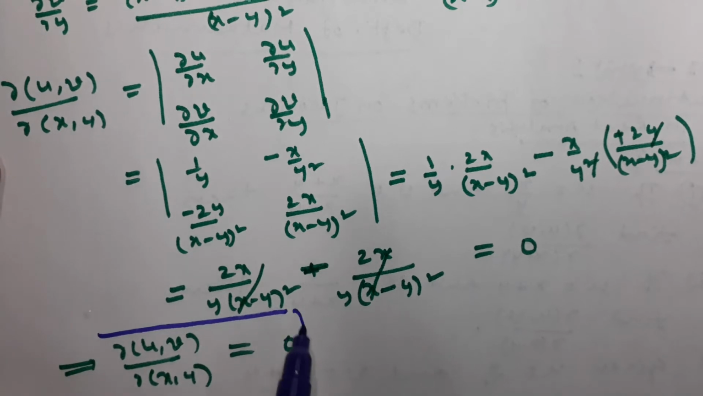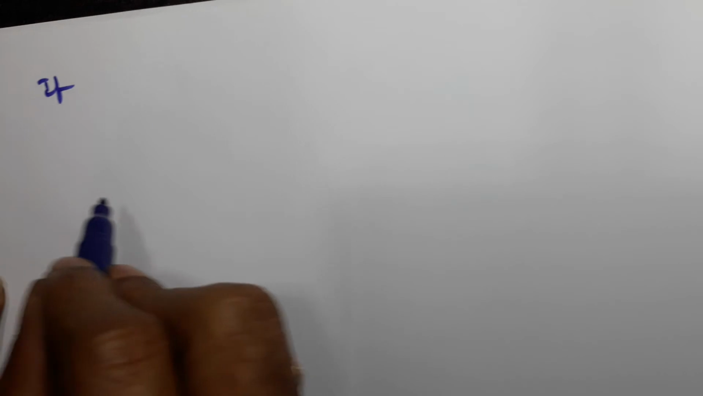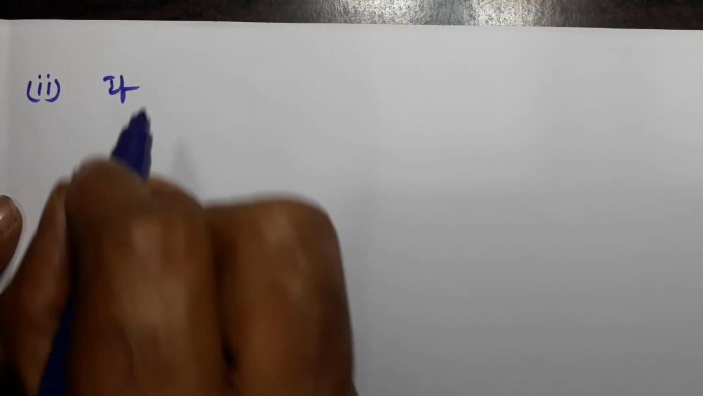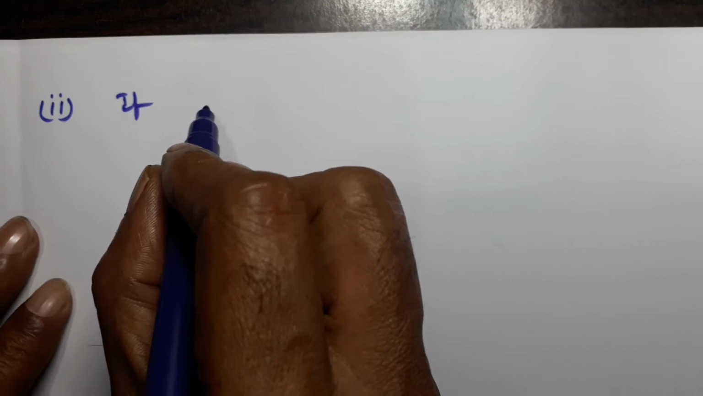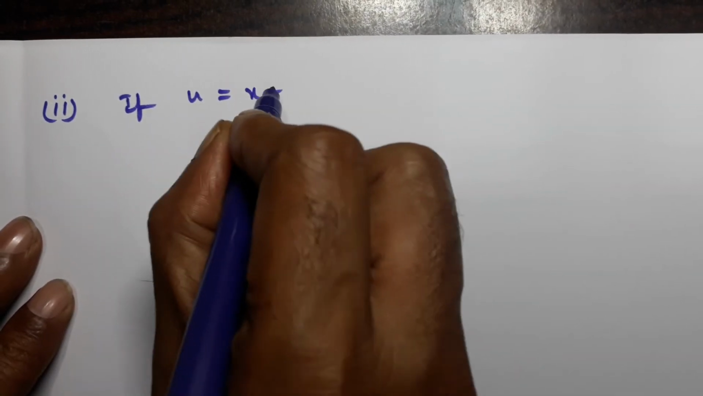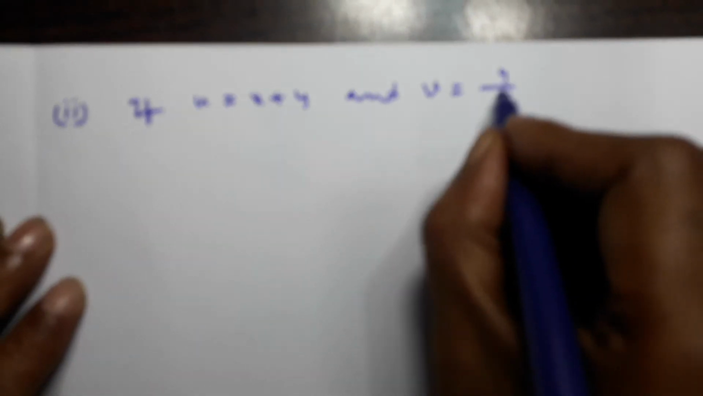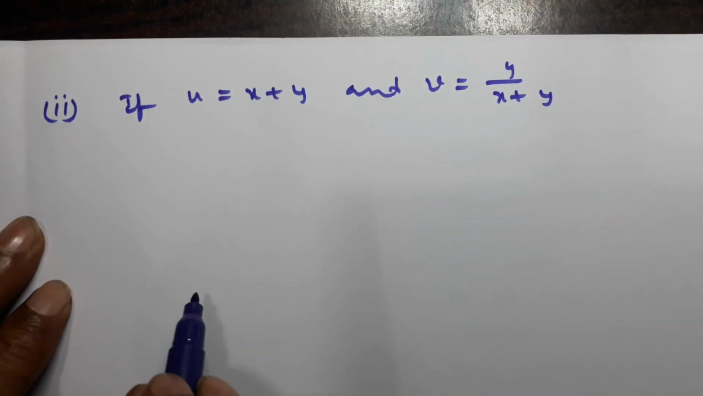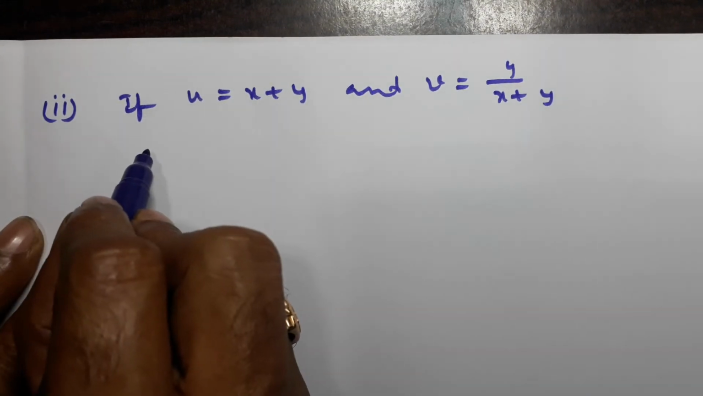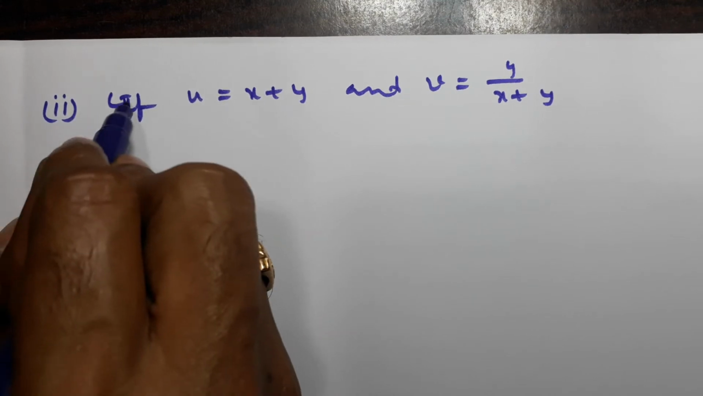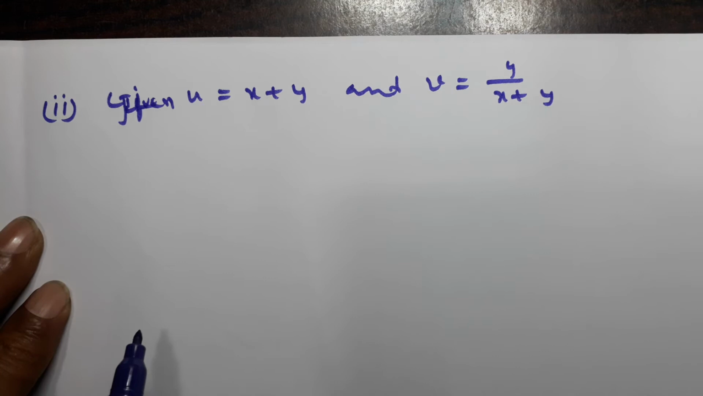similarly we have the second problem. So in the second problem, what is given? This is the second problem. If u is equal to x plus y and v is equal to y by x plus y. So now the problem is there. It is also given, we will write, because the solution it is given.